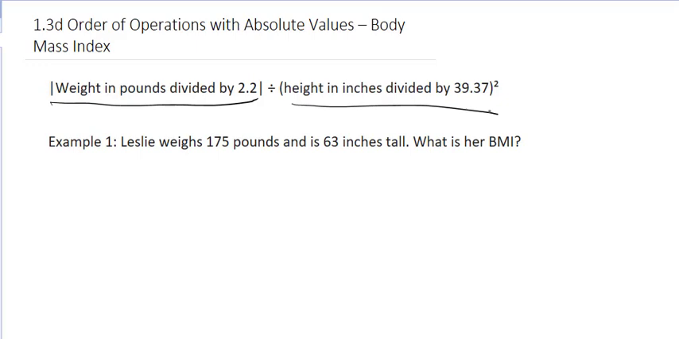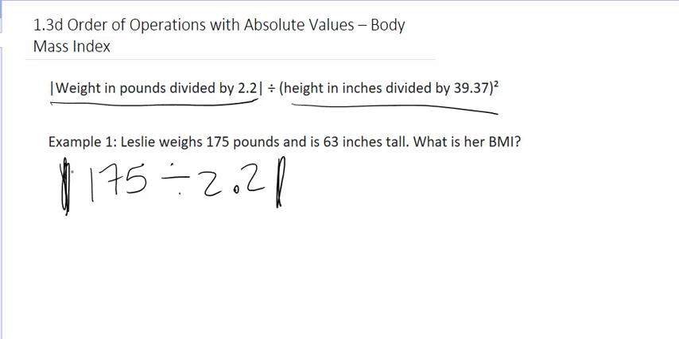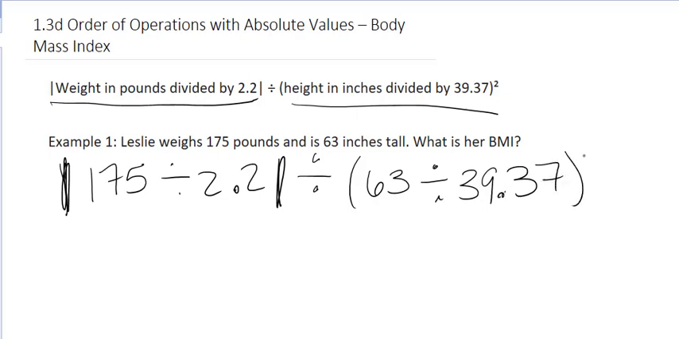So, let's take a look at the following scenario. Leslie weighs 175 pounds and is 63 inches tall. What is her BMI? So to find out Leslie's BMI, we need to first place the numbers into our equation. So we have 175 divided by 2.2 divided by 63 divided by 39.37. This is all raised to the second power.